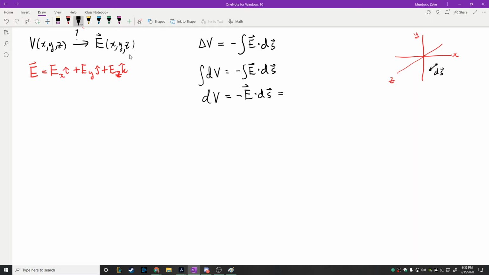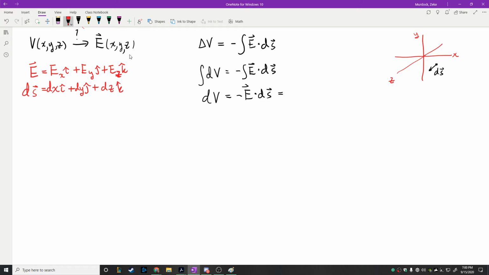So how could we parameterize or create components for this? Well, we'd say that the small displacement ds would be equal to some displacement in the x direction times i hat plus some displacement in the y direction times j hat plus some displacement in the z direction. Sorry, this would be dx i hat plus dy j hat plus dz times k hat.